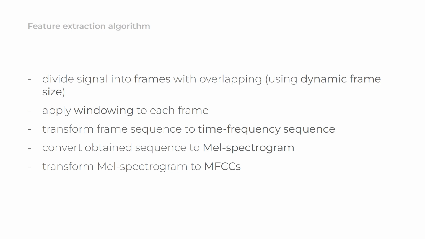Since we decided to use MFCCs as audio features, the algorithm for extracting is the following. Divide each audio into frames that partially overlap each other. The overlapping is necessary to preserve the connections between the frames. Also, we used a dynamic frame size approach, so that each audio signal is fully utilized regardless of its duration. Apply a windowing function so that there is no spectral leakage when transforming from the time domain to the time frequency domain. Transform the frames into a time frequency sequence, obtaining a spectrogram, and extract coefficients from the MEL spectrogram.